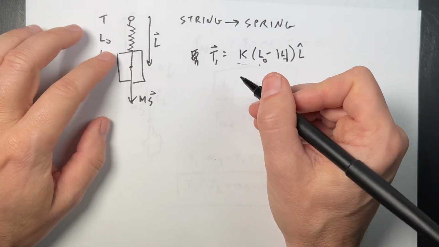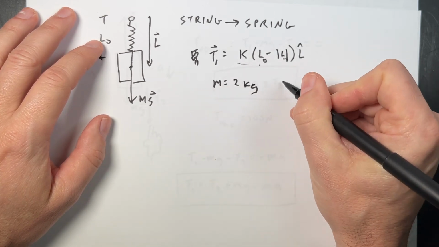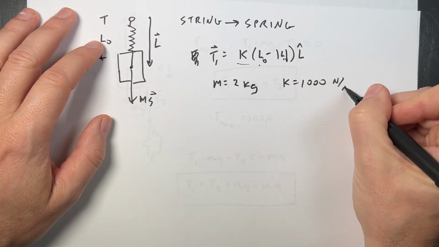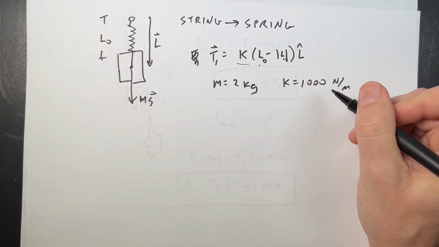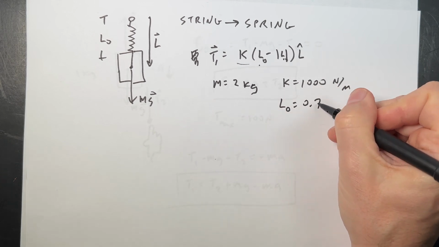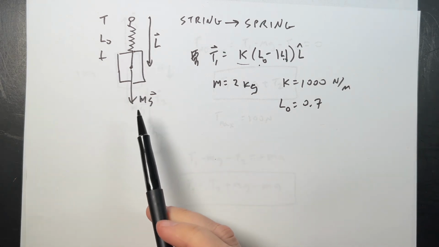And I need to pick some values. So let's say the mass is, I'm going to actually pick 2 kilograms. I'm going to pick K is 1,000 newtons per meter. I want it really stiff, right? Because I want a stiff spring. And then I'm going to pick the unstretched length is 0.7. I just picked that. I don't know why. So let's build this and let it run.